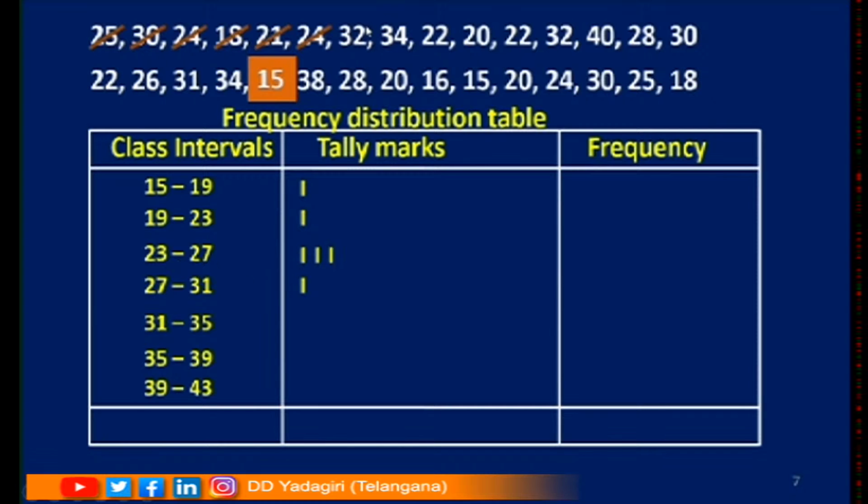Children, like this you have to cancel each number and you have to take its tally mark in the frequency distribution table. Now, if you proceed like this, what will you get? For the first class you will get 5. For the second class you will get 5 plus 2, 7. Children, how to represent 5 here? It is very simple.